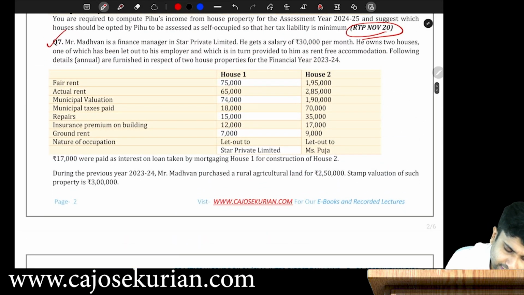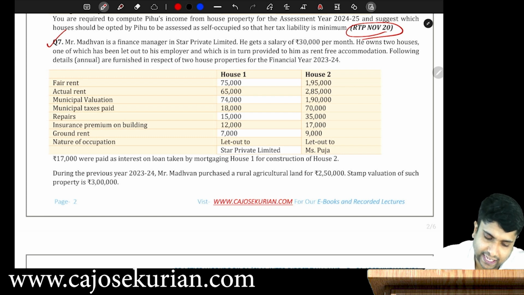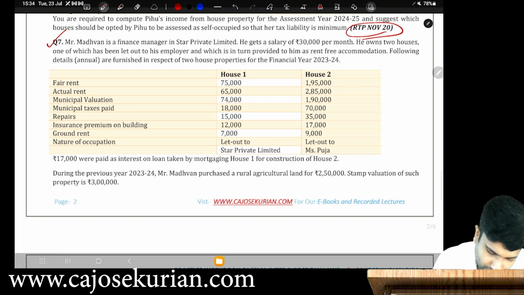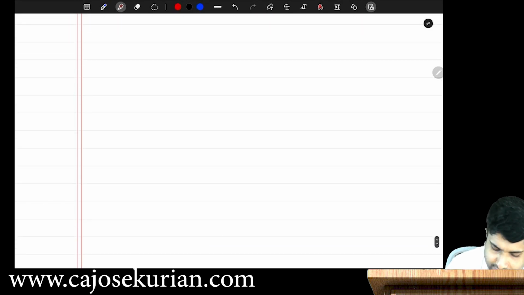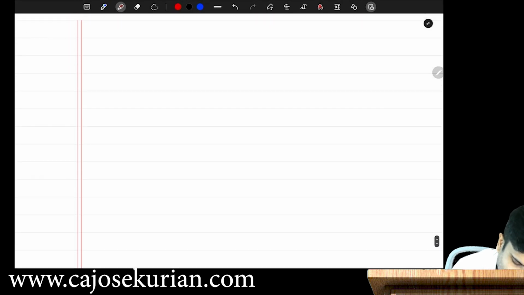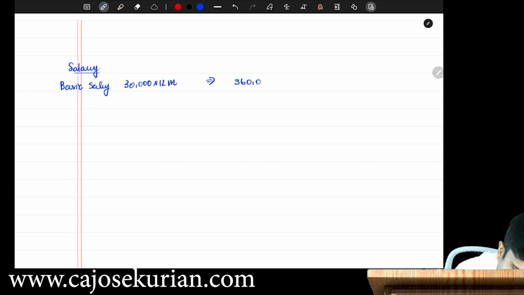Mr. Madhavan is a finance manager in Star Private Limited. He gets a salary of 30,000 per month. So he has some salary income, and we will straight away start writing the sum. Salary head is there, and the basic salary is 30,000 per month into 12 months, and the total will be 3,60,000. Let it be there.